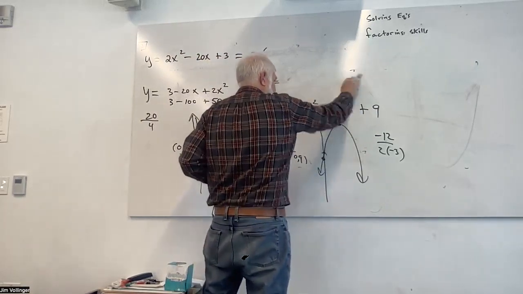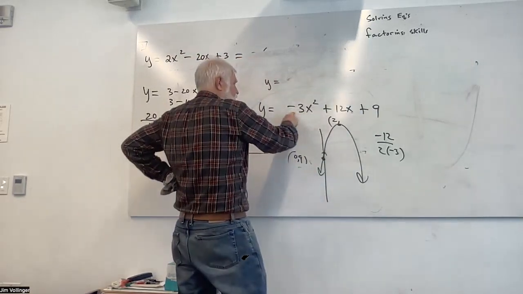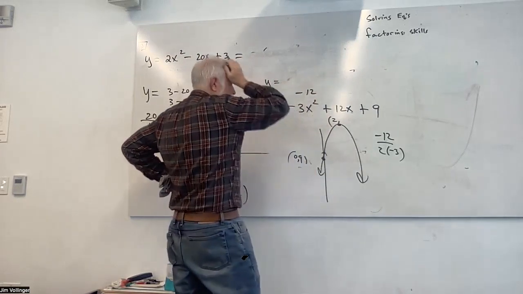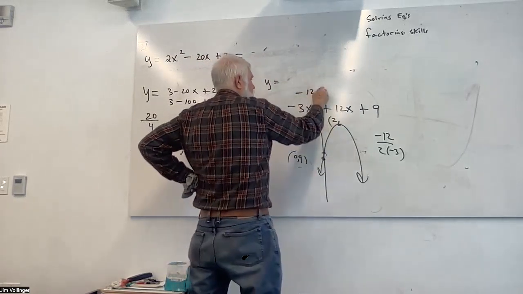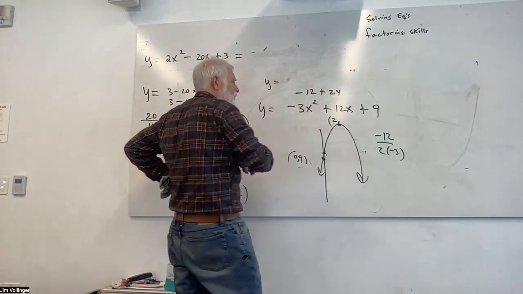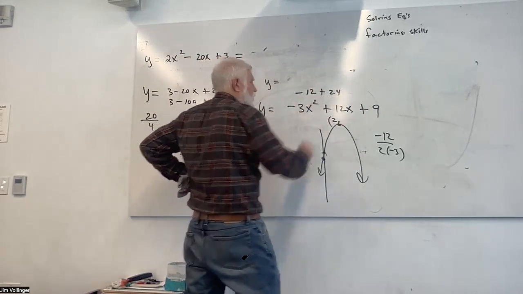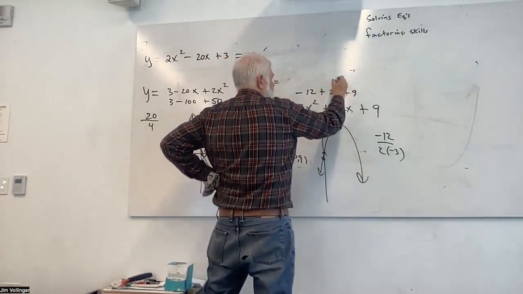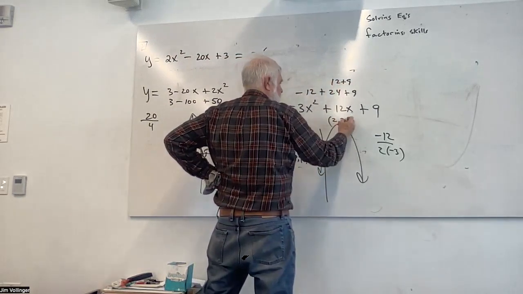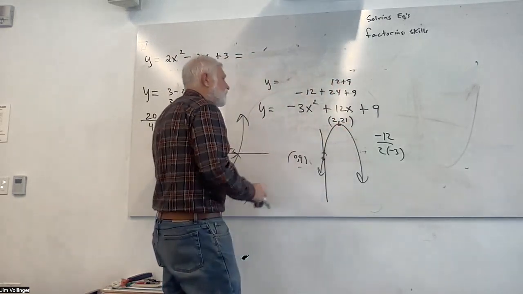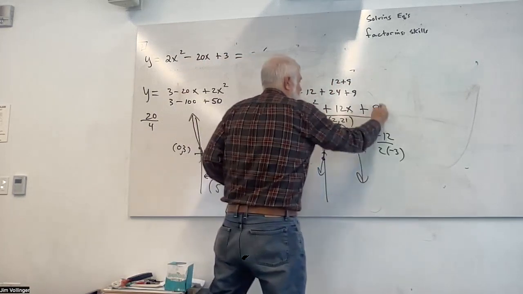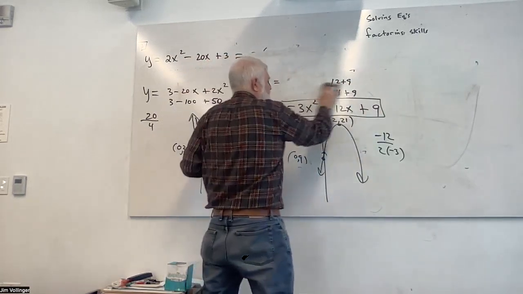Oh, good. I don't have to be dyslexic anymore. 2 squared is 4 times negative 3 is negative 12. 2 times 12 is 24. There's my 2 to 1 ratio and opposite. So I know that number's right. And I'm adding 9. So that's 12 plus 9. That's 21.